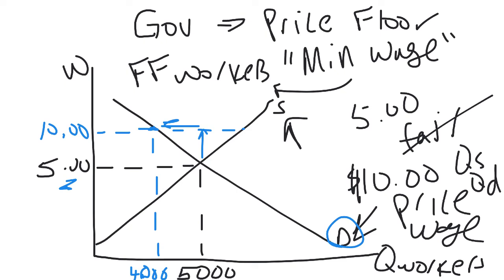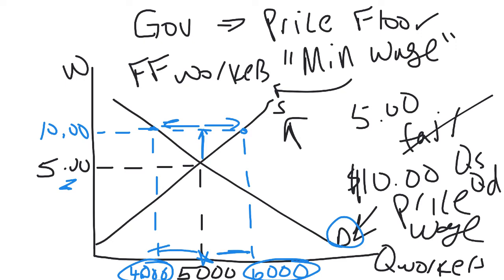But what happens to the number of people that want to work? What happens to the quantity supplied of workers at $10 compared to $5? Well, we know that's going to go up. So as the price goes up, the quantity supplied goes up. And we end up at this point right here. So this becomes the quantity supplied of workers, which we're going to call 6,000. So there's 6,000 people wanting to work at a $10 minimum wage, but only 4,000 jobs available. At $5, there were 5,000 people willing and able to work and 5,000 jobs available. And now at $10 an hour, there's a lot more people that want to work, but a lot fewer jobs available. So this is one of the impacts of minimum wage.